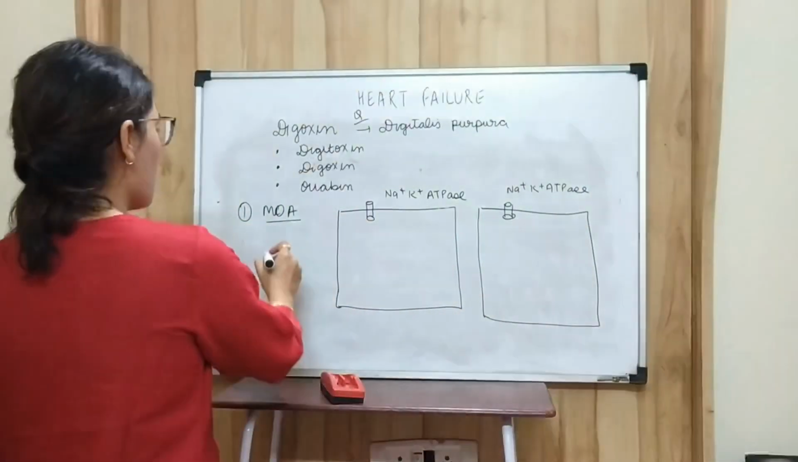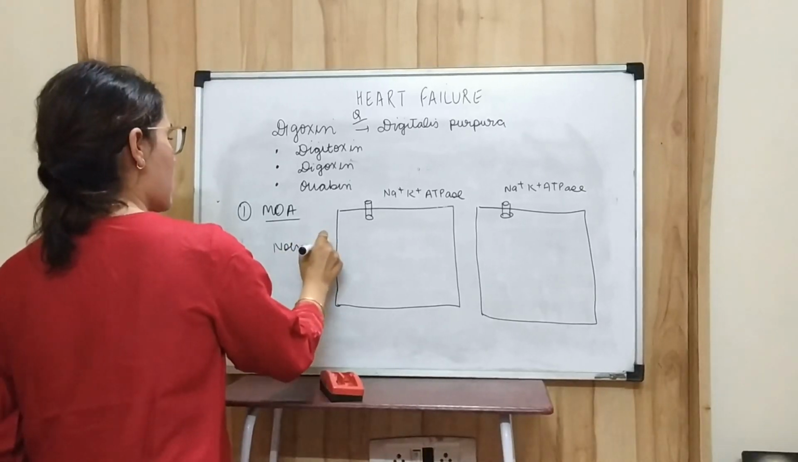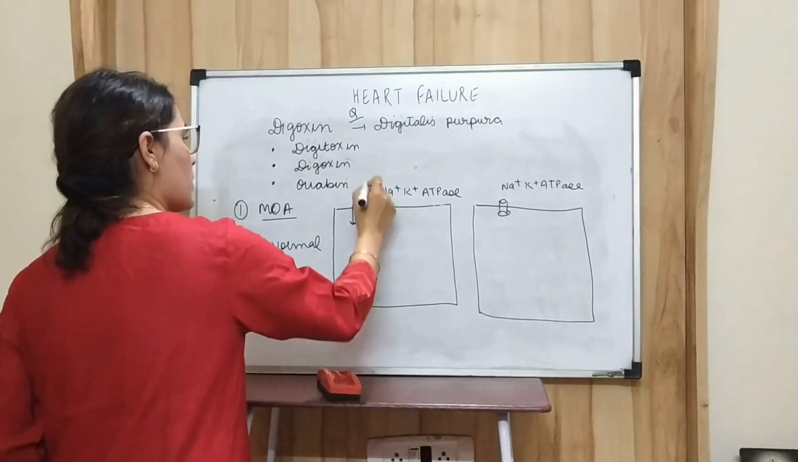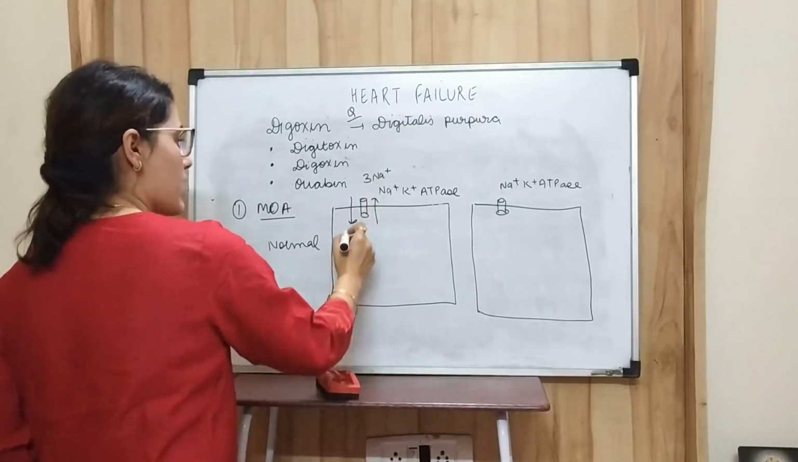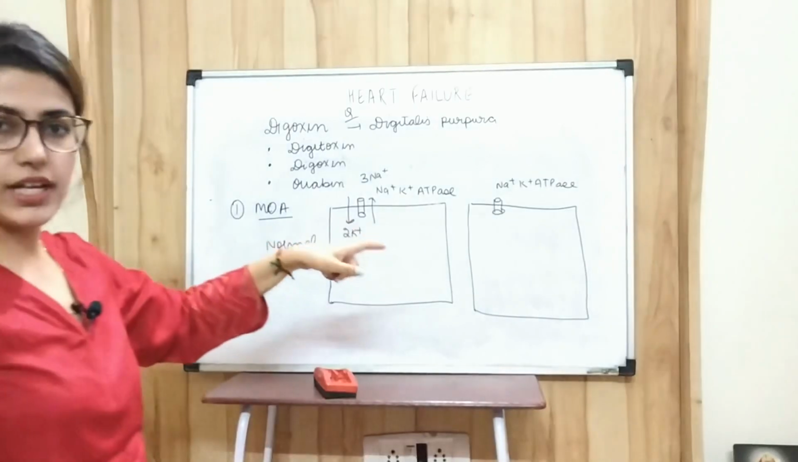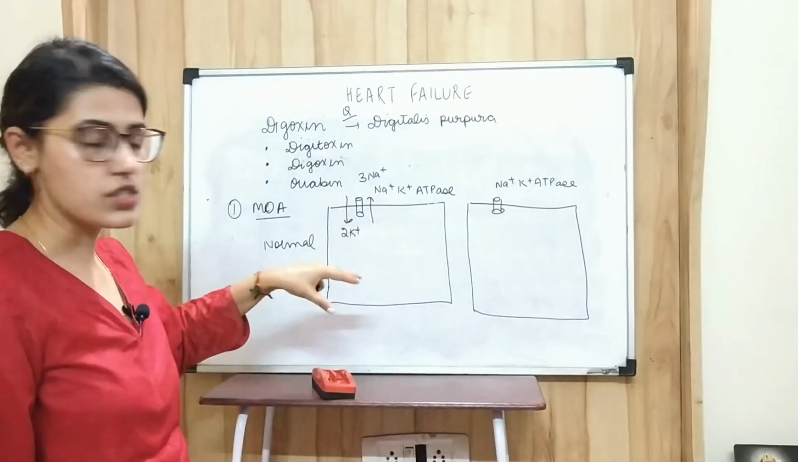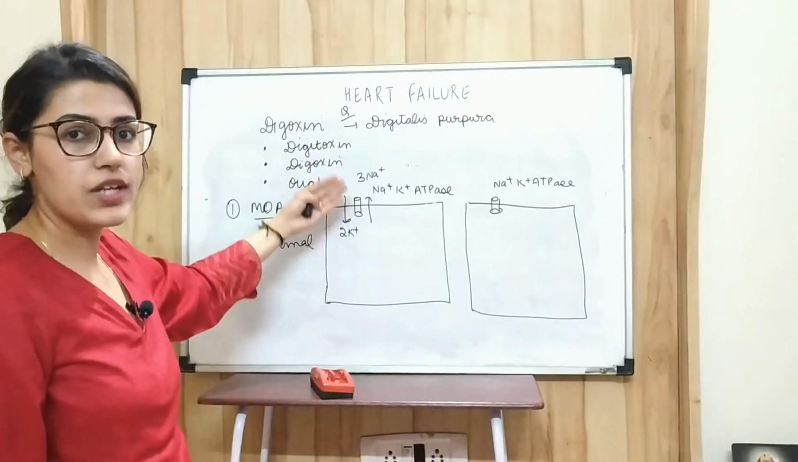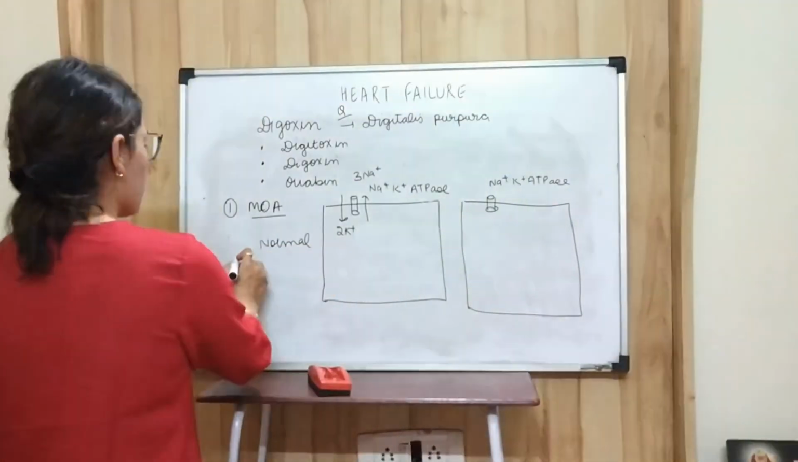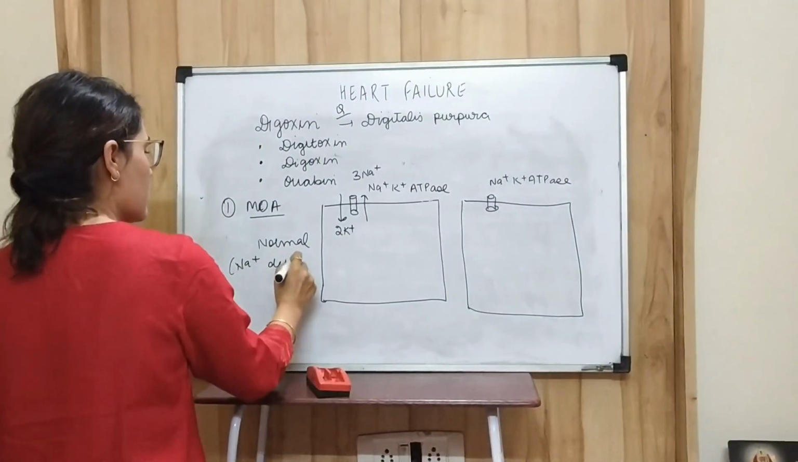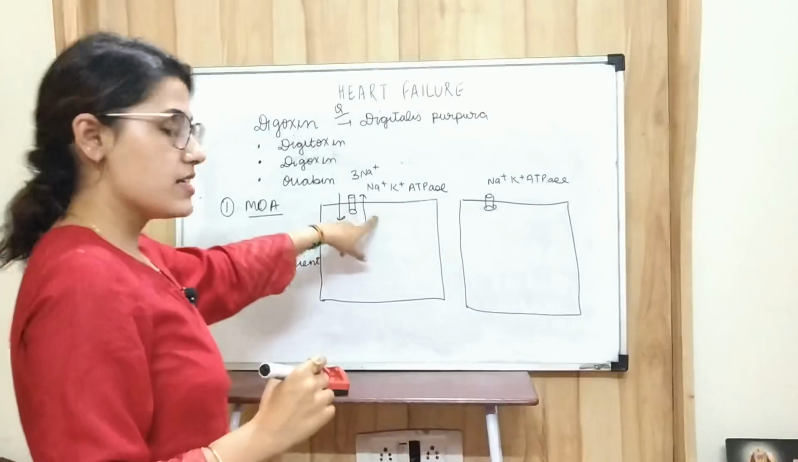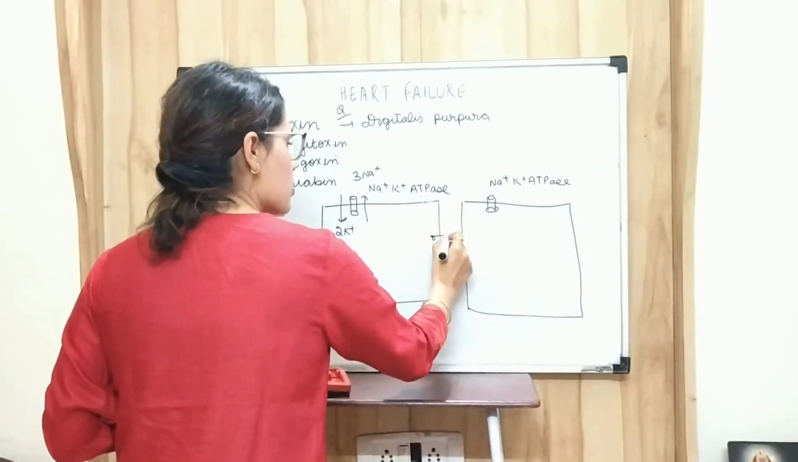First we will see the normal functioning of the cell. What happens? Normally 3 sodium go outside the cell and 2 potassium come inside the cell. When this enzyme sodium potassium ATPase is working under normal conditions, 3 sodium are going out and 2 potassium are coming inside. That means sodium is deficient in the cell. This you have to remember, that sodium is deficient in the myocardial cell.